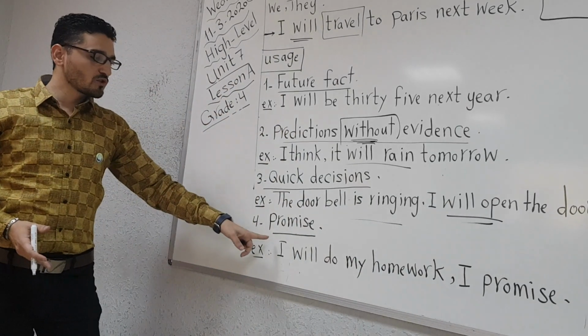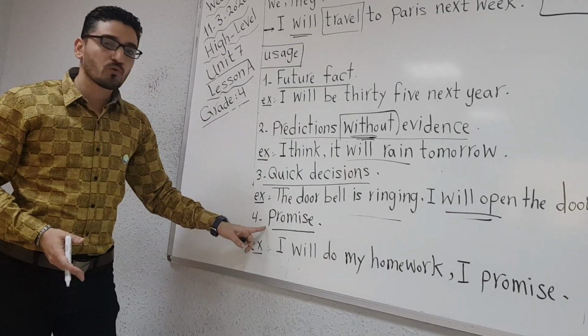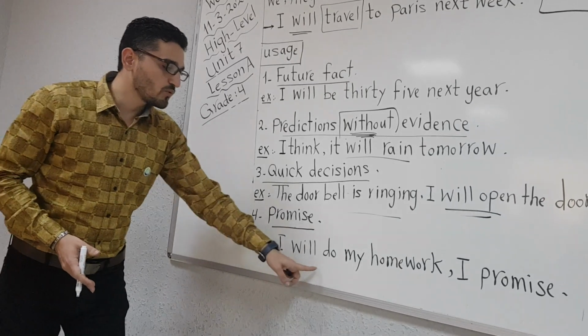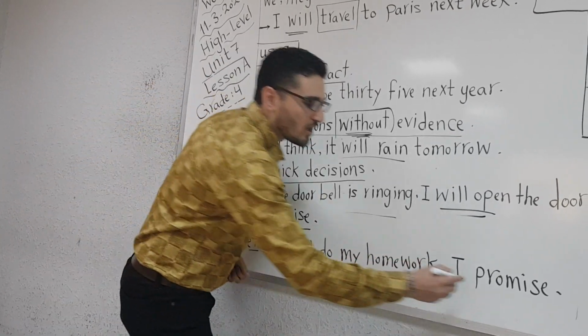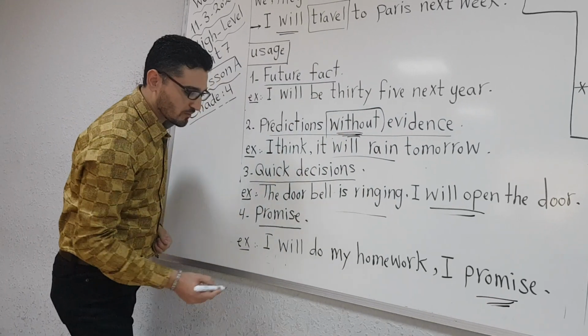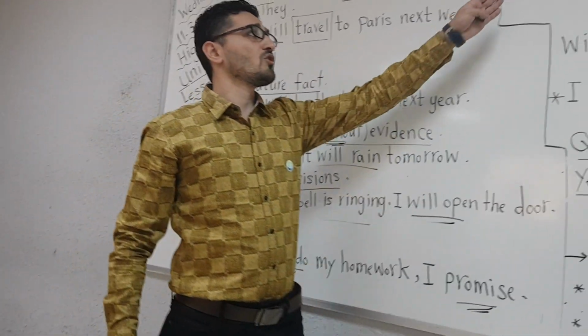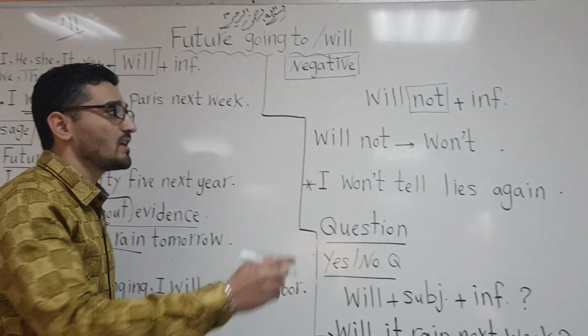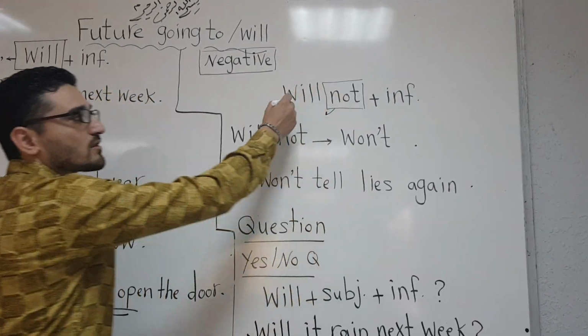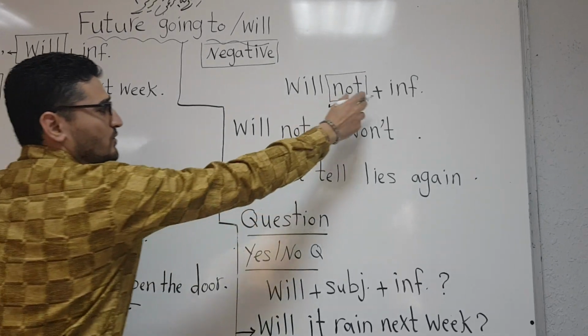Number four, we use will plus infinitive, okay, for promises. When I say I will do my homework, I promise. So for promises, we use will plus infinitive. Okay, let's now move to the negative form. In the negative form, we just put not after will and then the verb in infinitive.